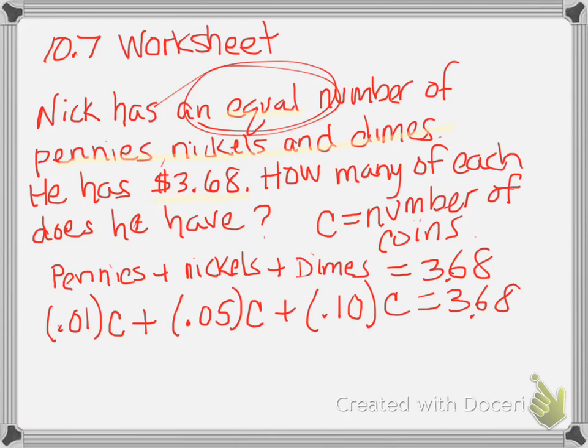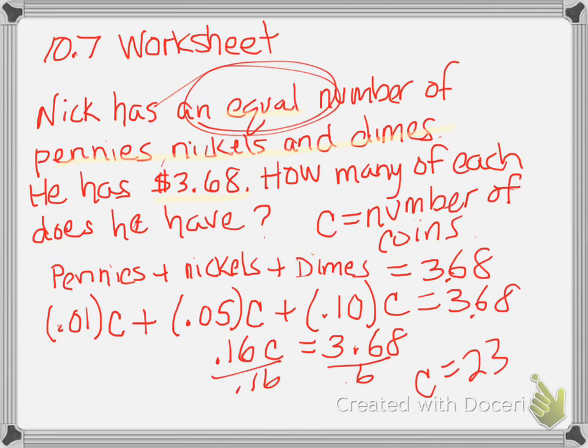So I can add 0.01C plus 0.05C plus 0.10C. Because they're all C's, I can combine them, and they make 0.16C, and that's supposed to equal $3.68. So I can divide by 0.16, and I get C equals 23. So that must mean there's 23 of each type of coin. I could go and test that out.